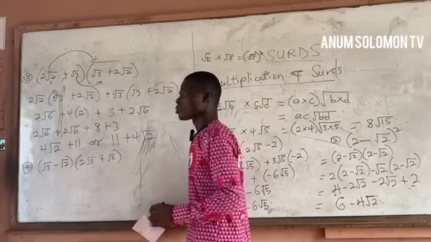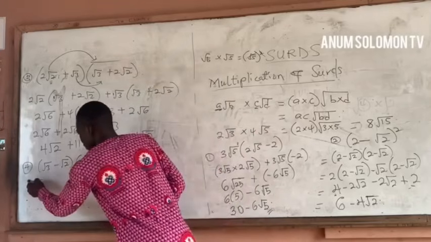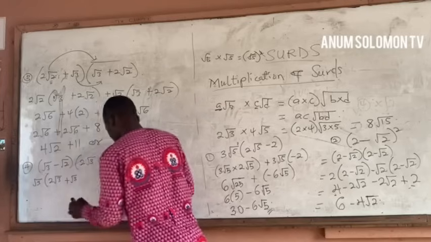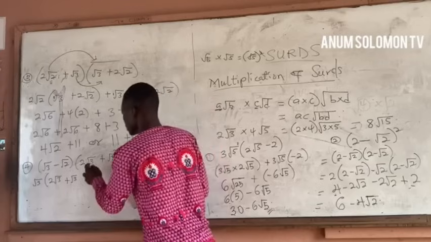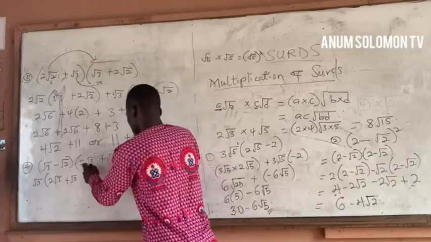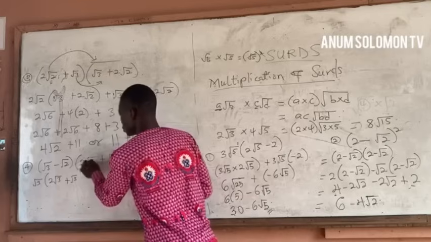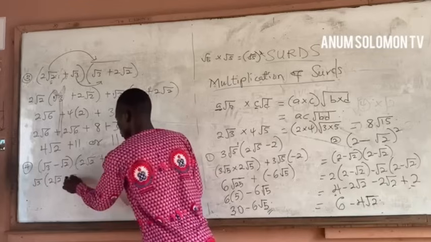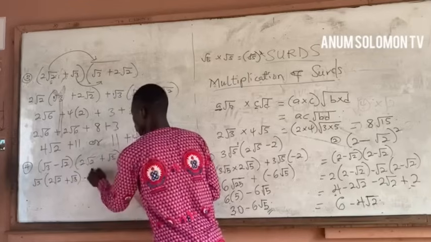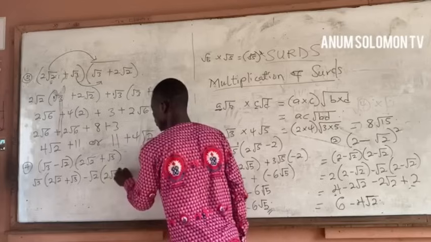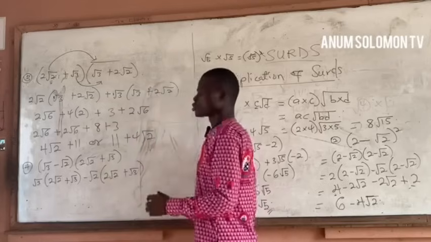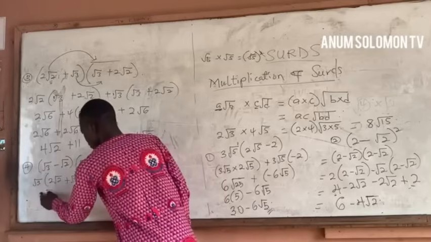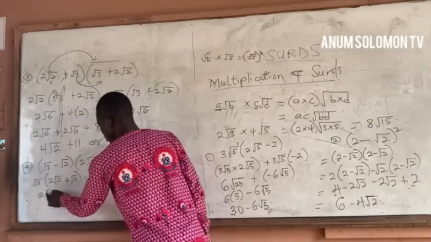So on this note, we are taking the first term here to expand the bracket. That is root 3 bracket 2 root 2 plus root 3. So the second term, minus root 2 bracket 2 root 2 plus root of what? 3. So on this note, root 3 times 2 root 2 is 2 root of what? 6. Root 3 times root 3 is what?